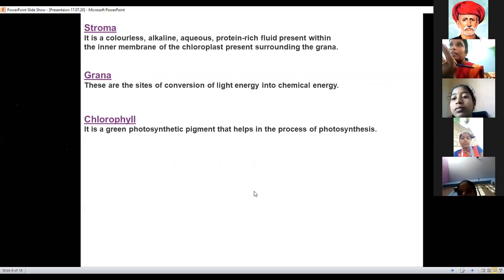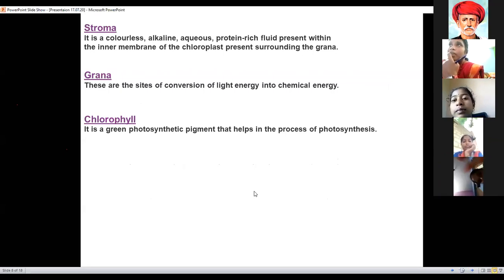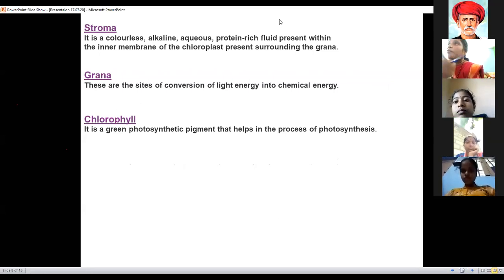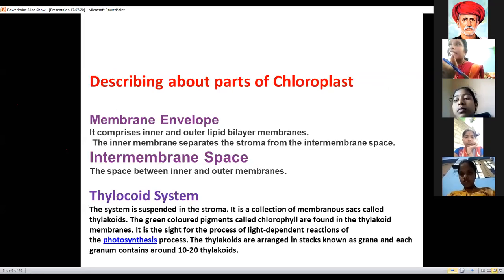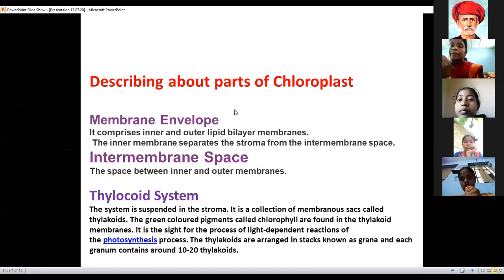Chloroplast, the first part is the outer membrane, the same as the membrane envelope. It comprises inner and outer lipid bilayer membranes. The inner membrane separates the stroma from the intermembrane space. The next part is the inner membrane, the space between the inner and outer membranes.